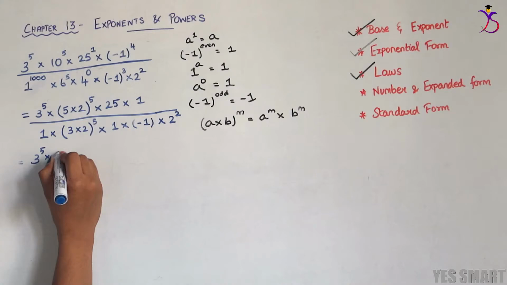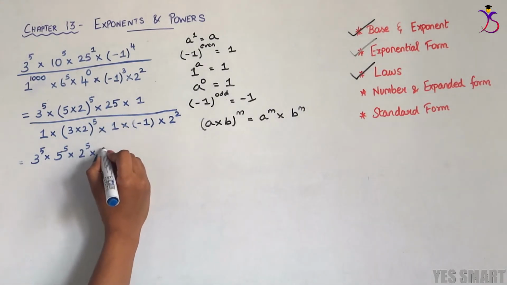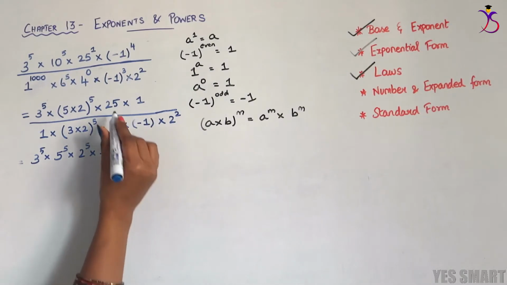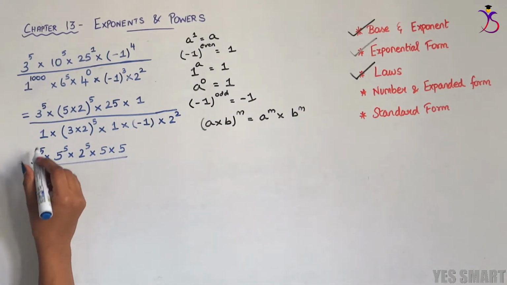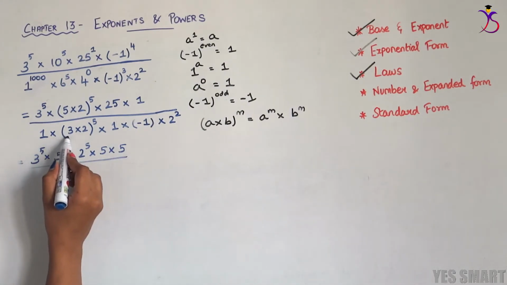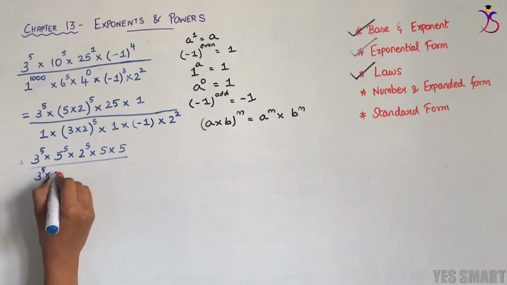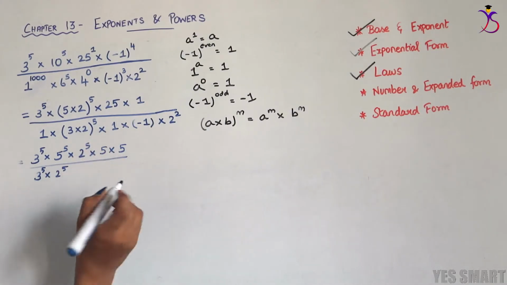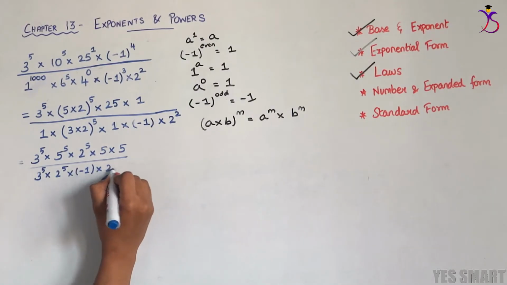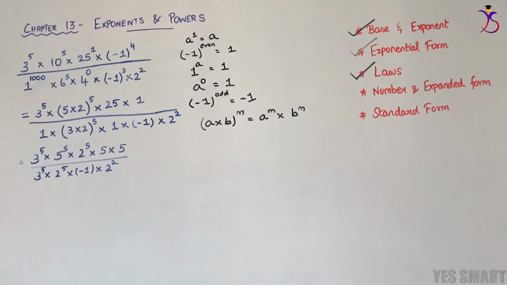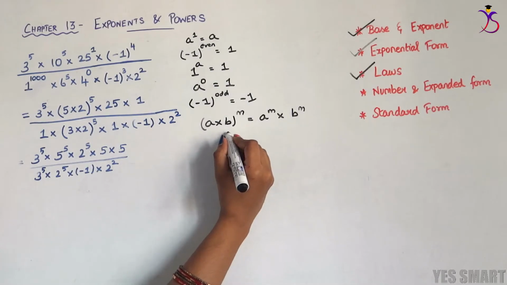So it becomes 5 power 5 into 2 power 5, into 25 is not a prime number, so let's split it as 5 into 5, into 1, that doesn't matter. 3 into 2 the whole power 5, the same law we can apply here. So 3 power 5 into 2 power 5. So into 1 doesn't give any changes, so I'm just leaving it, into minus 1 into 2 power 2. Now we knew the product rule, that is when the bases are equal, the powers can be added.